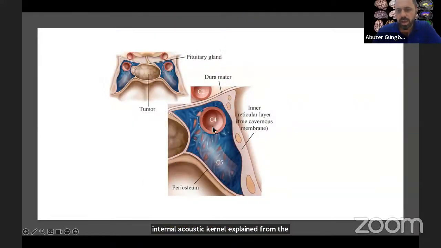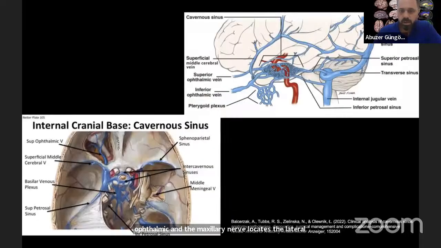Firstly, the cavernous sinus. As you know, it has two layers, and nerves like the third nerve, fourth nerve, and the ophthalmic and maxillary nerves are located laterally, and the abducens nerve is located medial in the cavernous sinus. And the veins drain into the cavernous sinus.